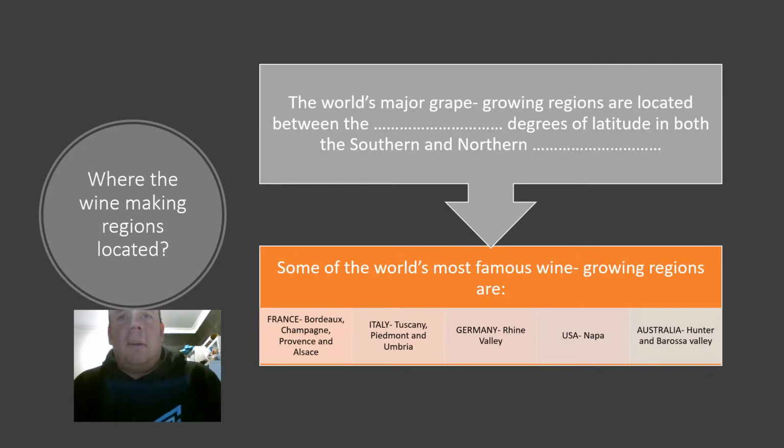And then in that box below, here are some of the world's most famous wine growing regions. You've got France: Bordeaux, Champagne, Provence and Alsace; Italy: Tuscany, Piedmont and Umbria; Germany: the Rhine Valley; USA: Napa; and then Australia: the Hunter and Barossa valleys. So make sure you've got a note of those as well.